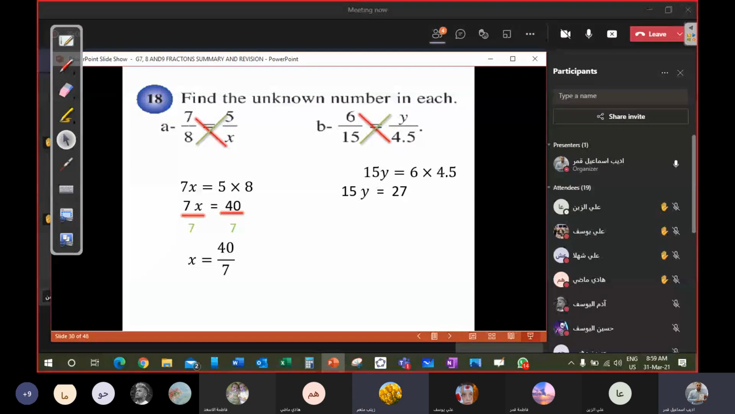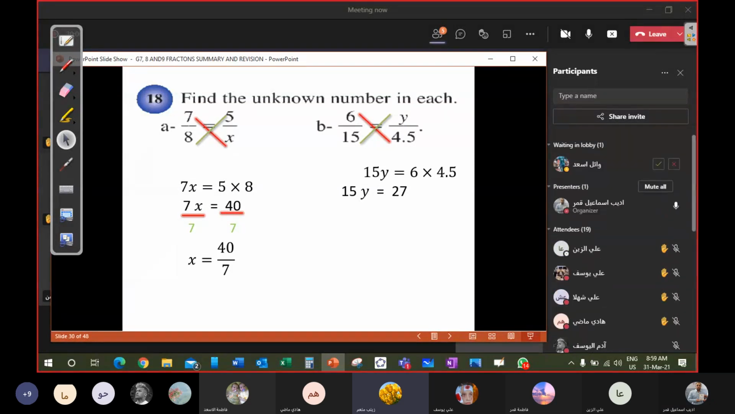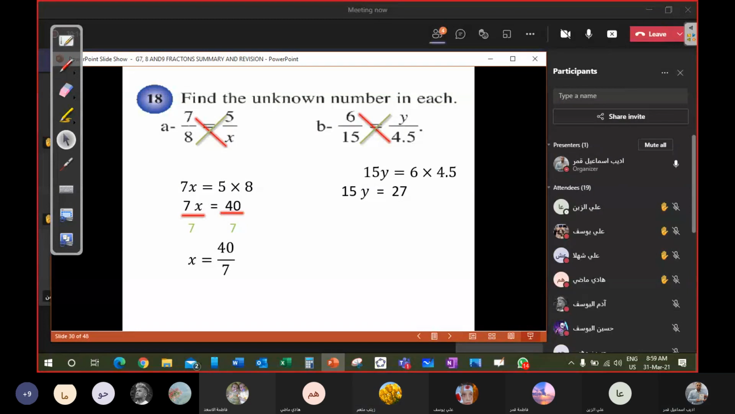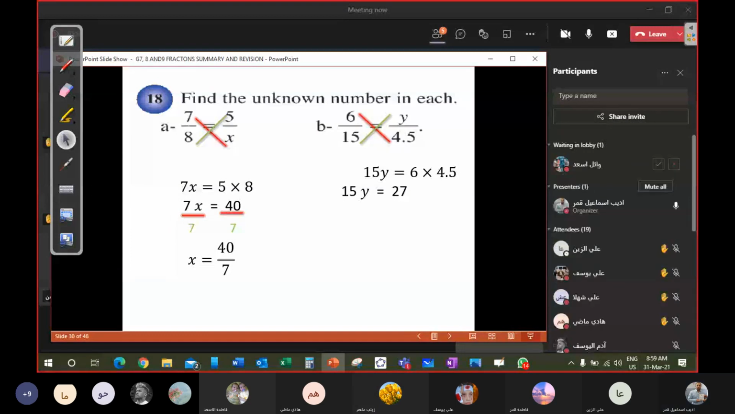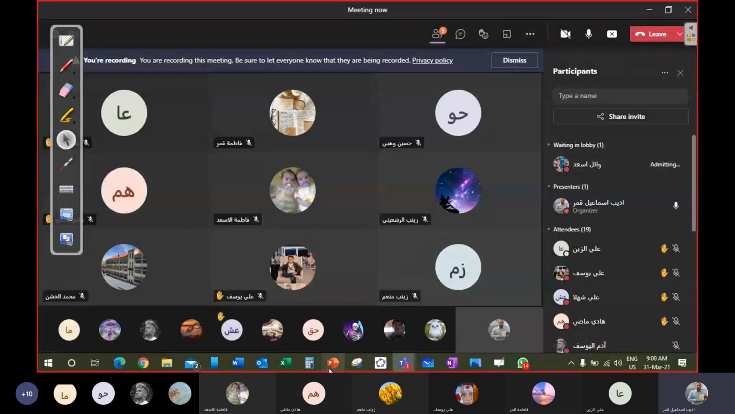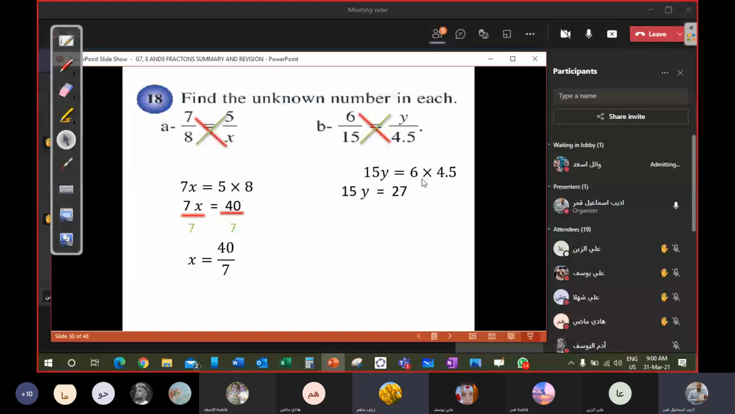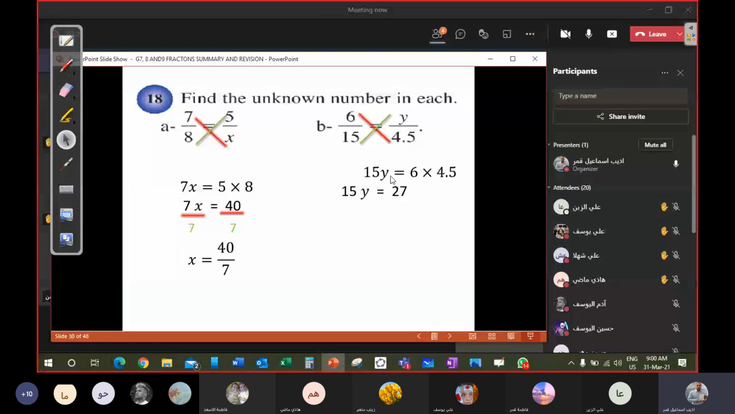Okay, continue, Zainab. 15y over 15 equal 27 over 15. Okay, we divide both sides, not only one side. We divide both sides by the coefficient of y here. What is the coefficient of y, the number preceding y? The number before y is 15.